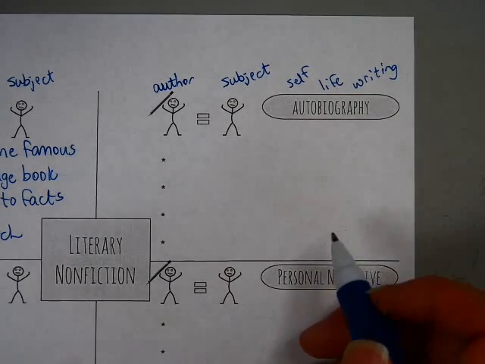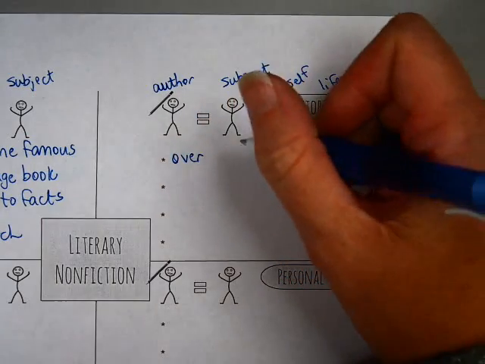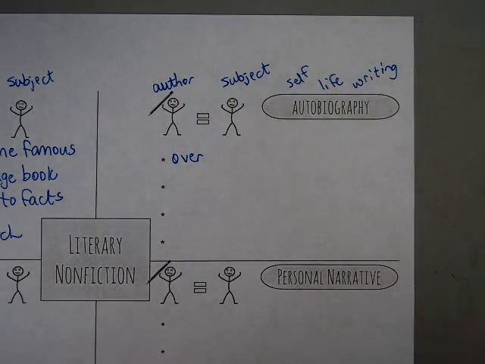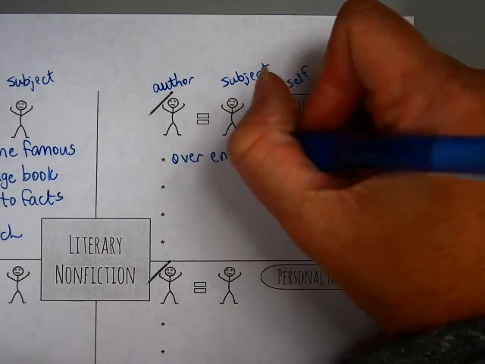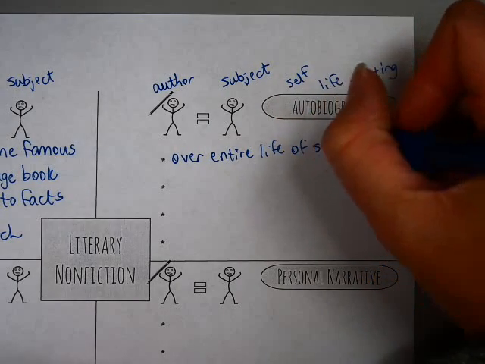So they're very, very similar. They're still going to be over the entire life of someone who's well known. So this person's writing about something that they've done that made them famous for some reason. So over the entire life of someone famous.